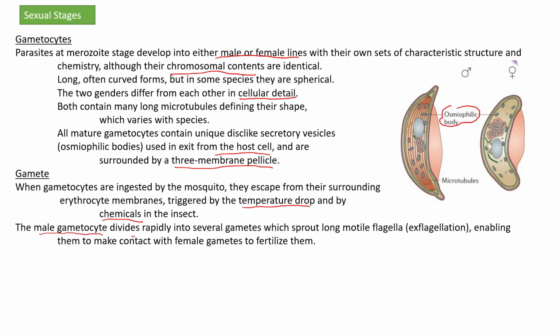The gametocyte gets triggered, and as a result the male gametocyte divides rapidly and forms gametes. These gametes sprout long motile flagella. That process is called exflagellation. After exflagellation, each male gamete is capable of fertilizing the female gametocyte to form the zygote. Okay.